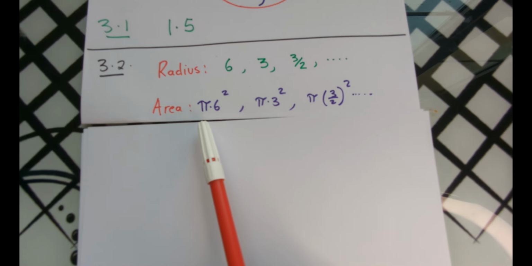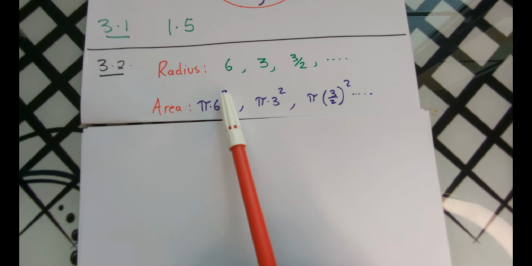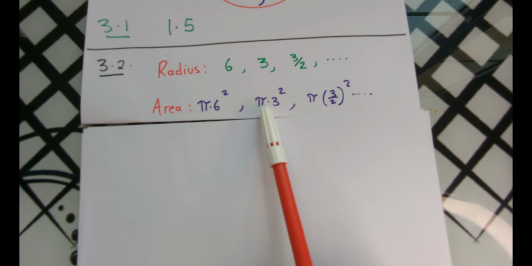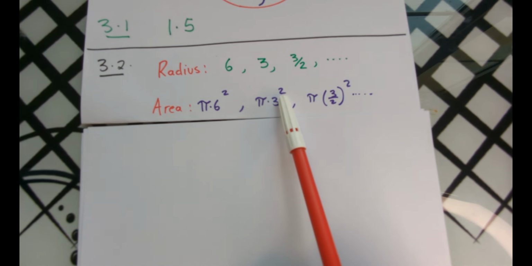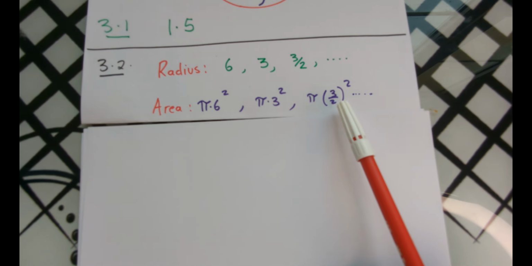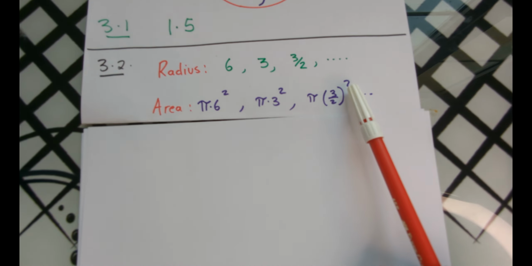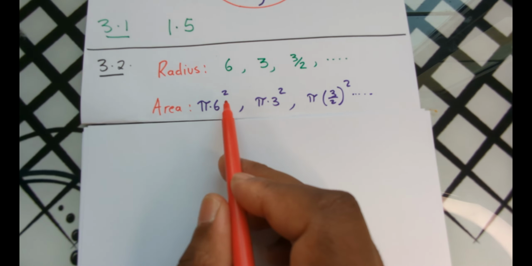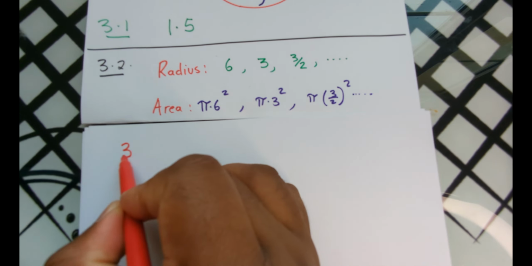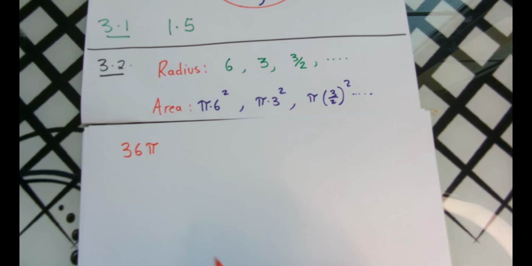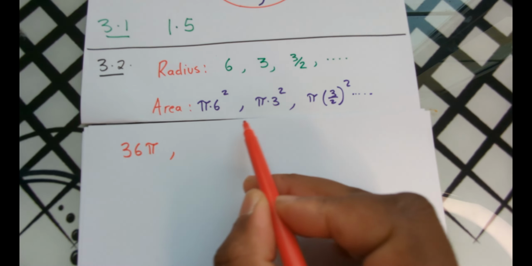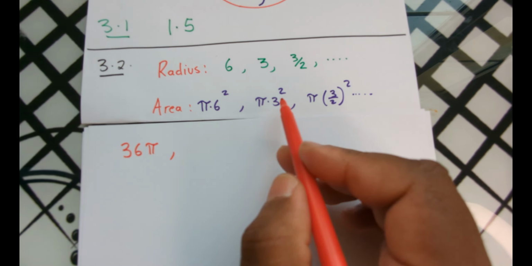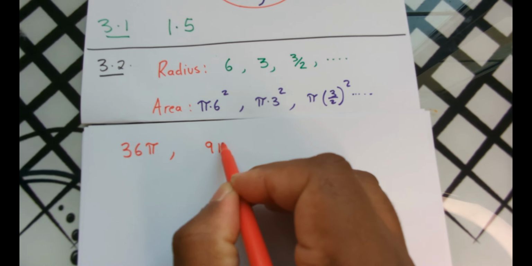And the area of a circle is found by using the formula pi r squared. So the first one would be pi multiplied by the radius of 6 squared. The second one would be pi multiplied by the radius of 3 squared. The third one, pi multiplied by 3/2 in brackets squared. So simplifying this, 6 to the power 2, that's 36. So the area of the first circle is 36 pi, followed by 3 squared, that's 9. So the second one is 9 pi.